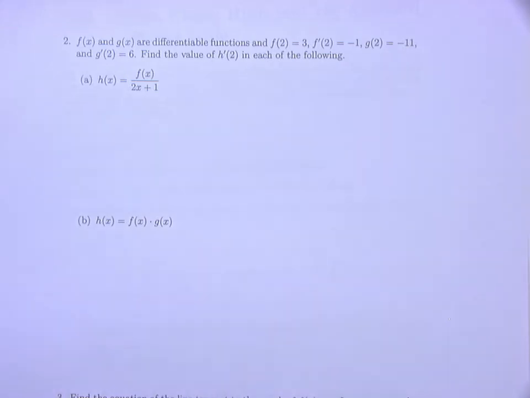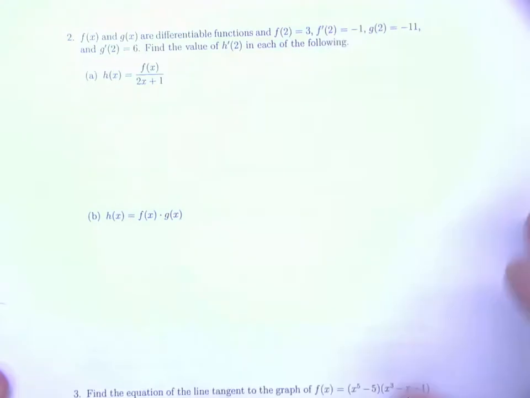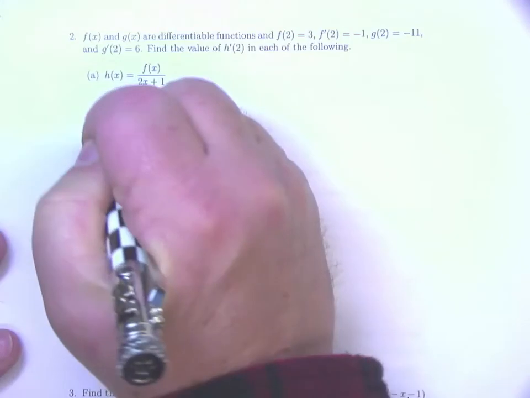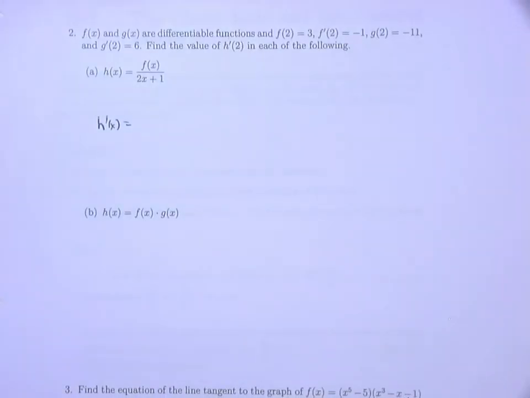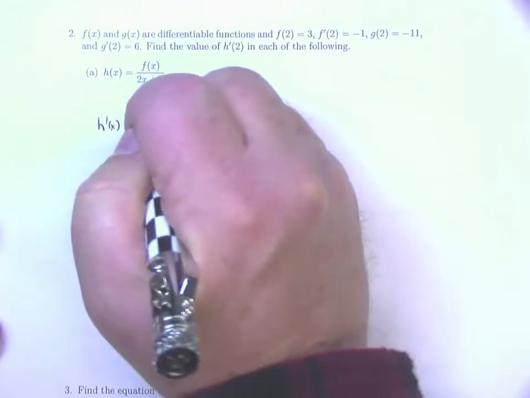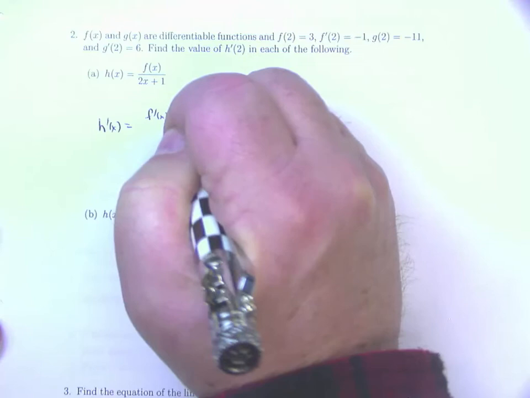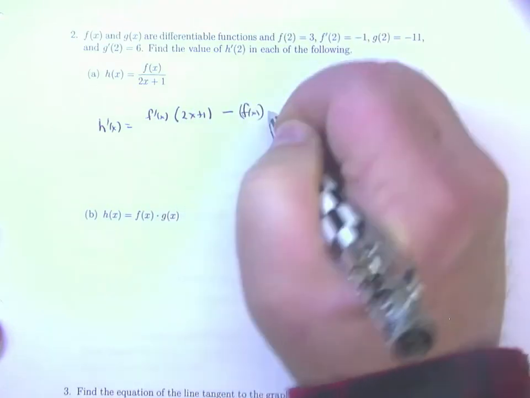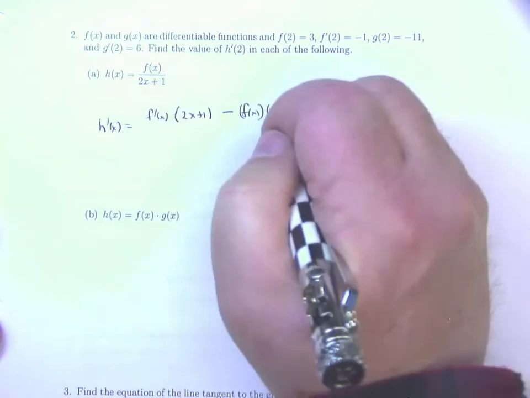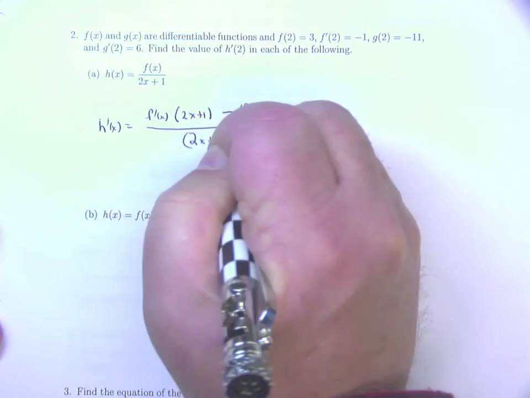All right, look at this problem here. h of x equals f of x divided by 2x plus 1. That is a quotient, so to take the derivative, I've got to use the quotient rule. Quotient rule: derivative of the top times the bottom minus the top times derivative of the bottom, all over the bottom squared. Derivative of f of x is going to be f prime of x. Derivative of the top times the bottom, copy, 2x plus 1, minus the top, f of x, times derivative of the bottom. Derivative of 2x plus 1 is 2, all over the bottom, which is 2x plus 1 squared.